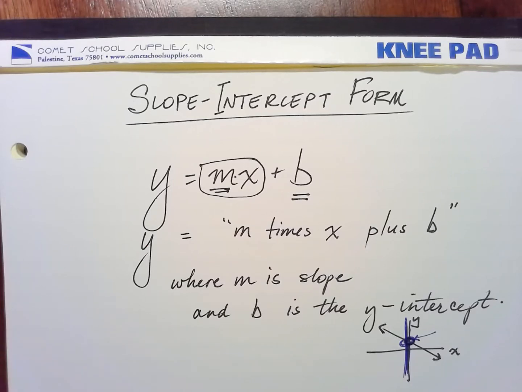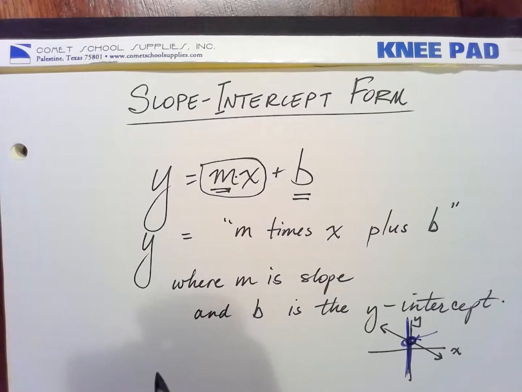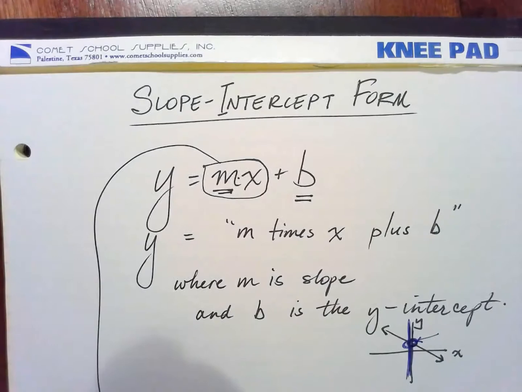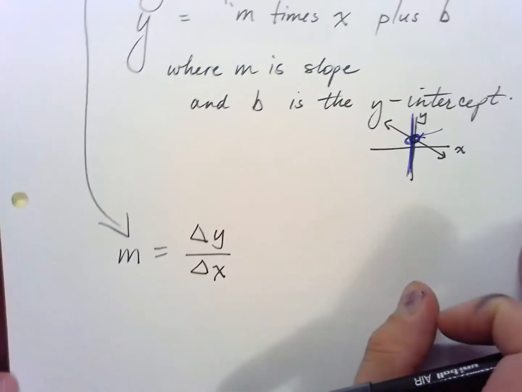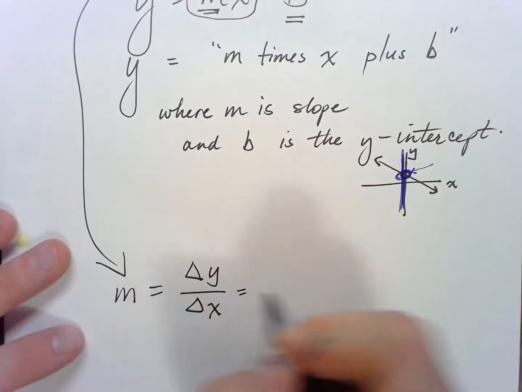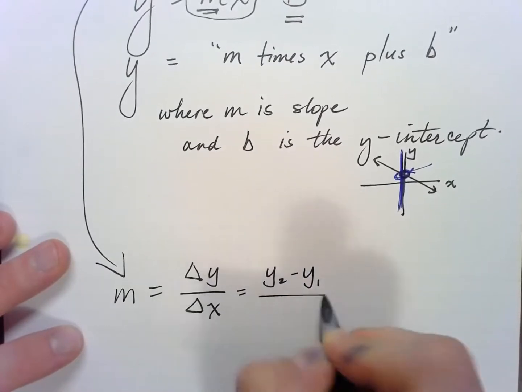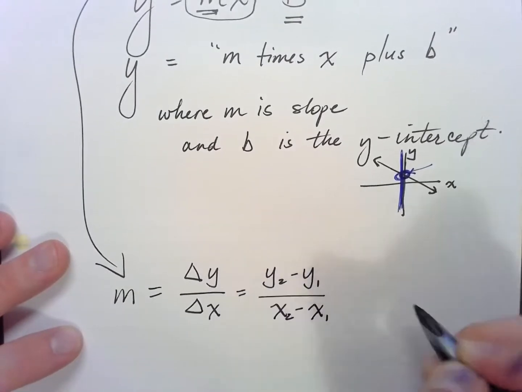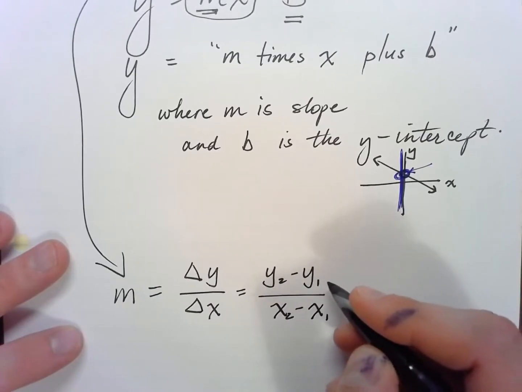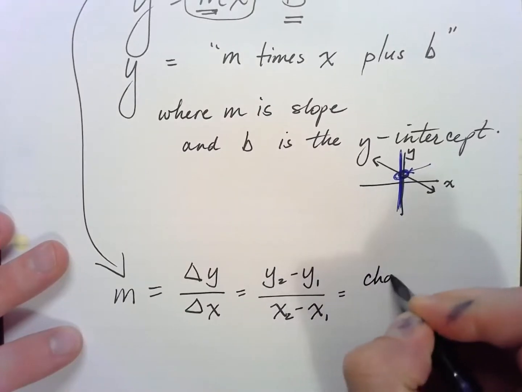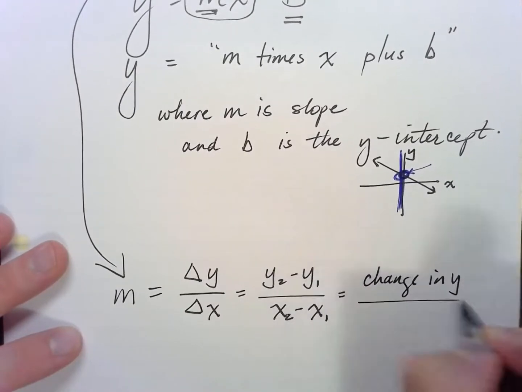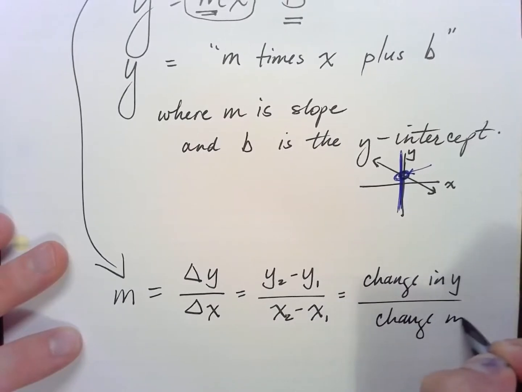We've talked about this. We've done this in the inquiry activity with the bank. The slope represents the change in y over the change in x, which, like I've said before, is y2 minus y1 over x2 minus x1 for any 2 points, x1, y1, and x2, y2. But if we think about this, this is the change in y over the change in x.